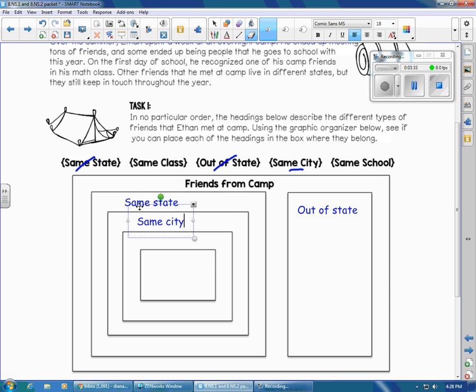If they're from the same city, they're of course going to be in the same state, and they're going to be friends from camp because he of course met them there. So let's cross this one out. Oops, it works better if you use a pen. There we go. Now the next most specific would be the same school, right? And finally, the most specific it could be would be his same class.